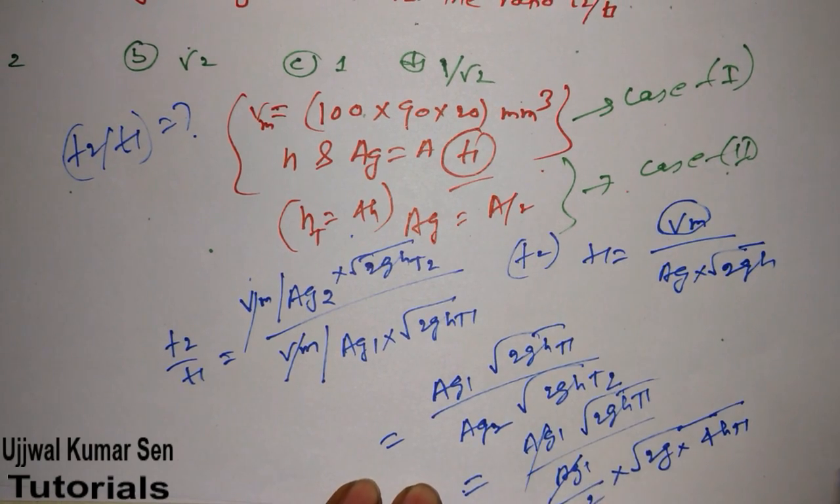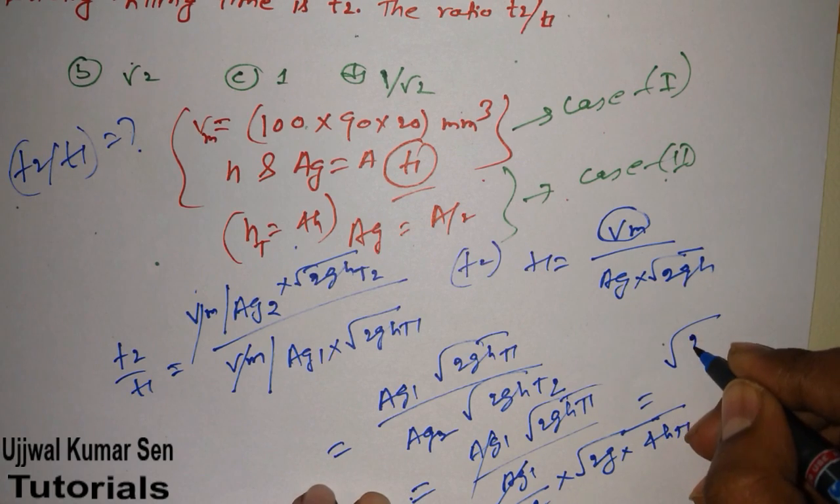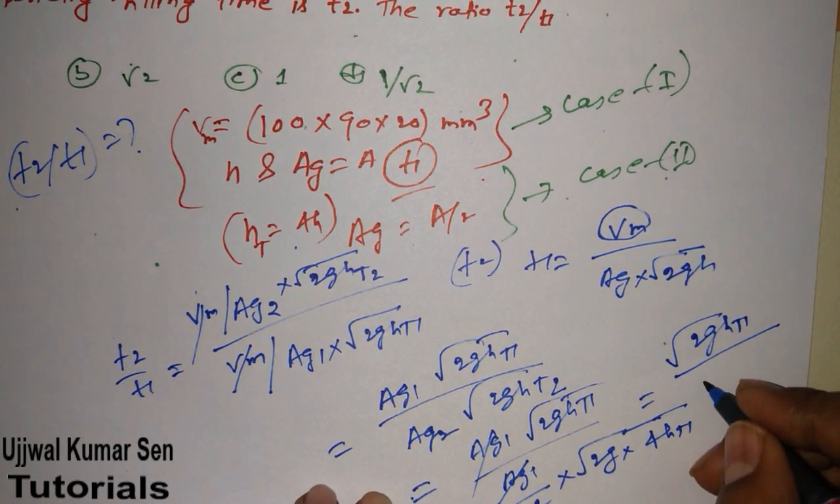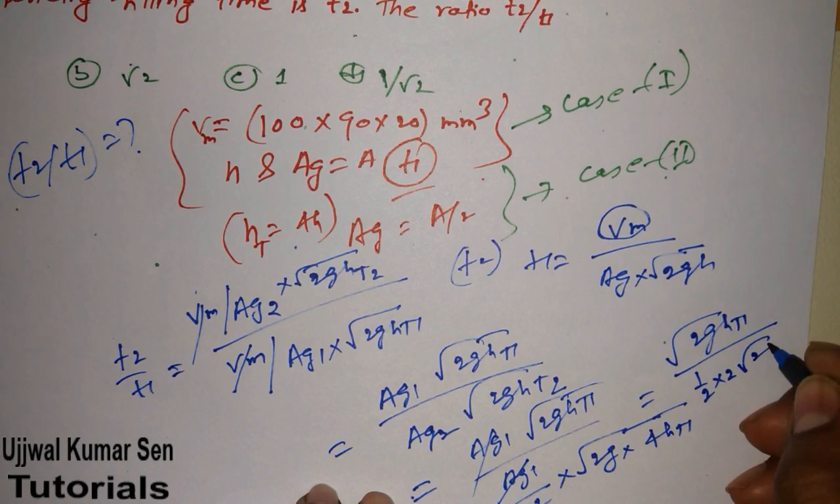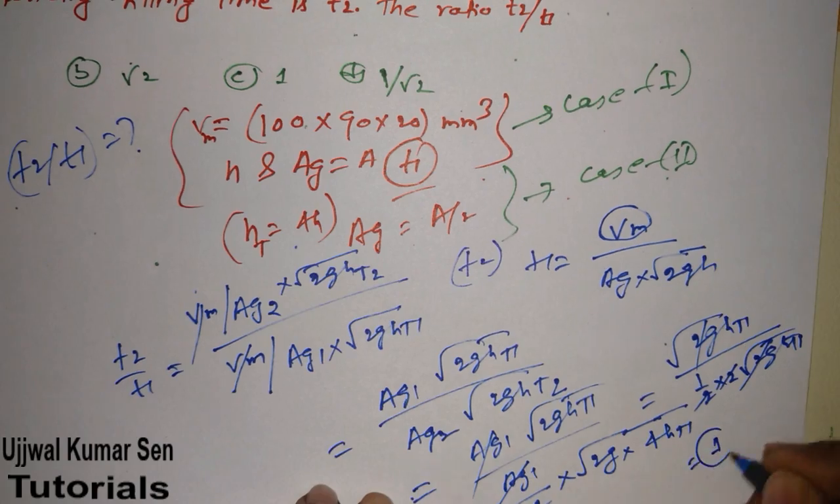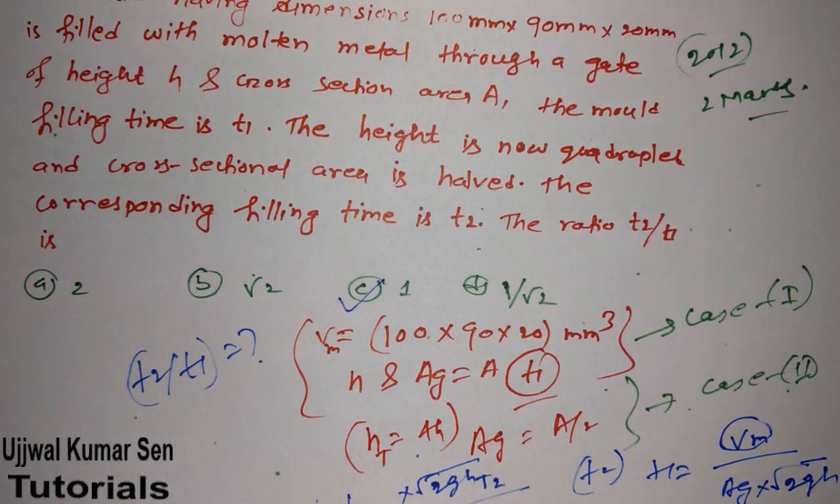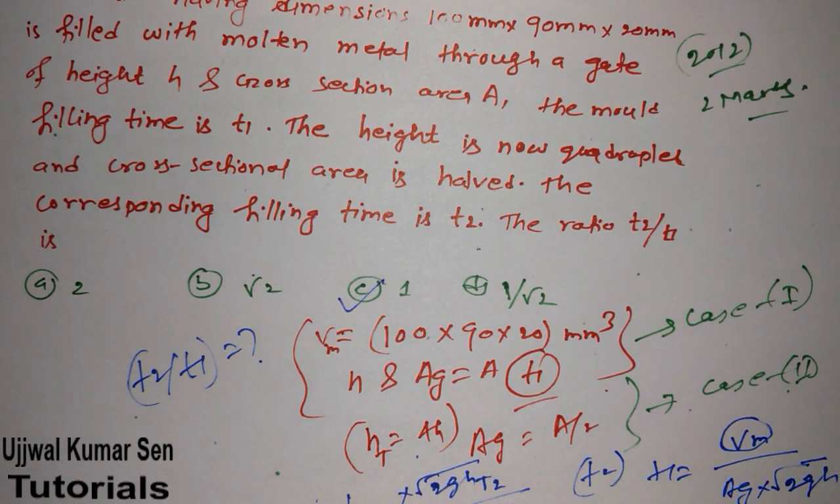This is cancelled. Now if we simplify this, what we get: root 2GHT1, we got half here, so 4. If we take out this 4, then what we got is root 2GHT1. So 2 gets cancelled, this one cancelled. So the answer is 1. C is the right answer, that is 1. So this is how you can solve numerical problems related to it.